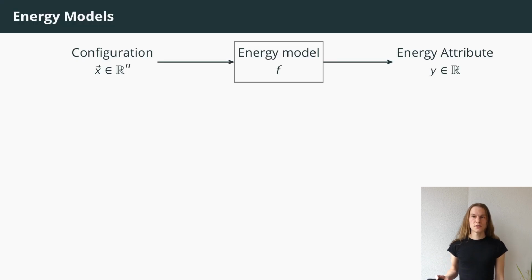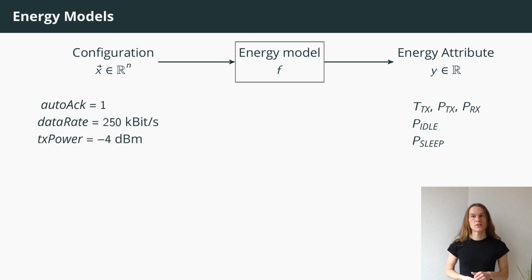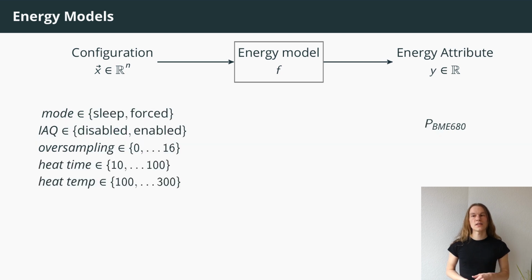For the purpose of this video, an energy model is a function that maps the device configuration, for instance, data rate and transmit power of a radio chip, to an energy attribute such as time and power consumption of its different operating modes, or in case of a BME680 environmental sensor configuration to average power consumption.